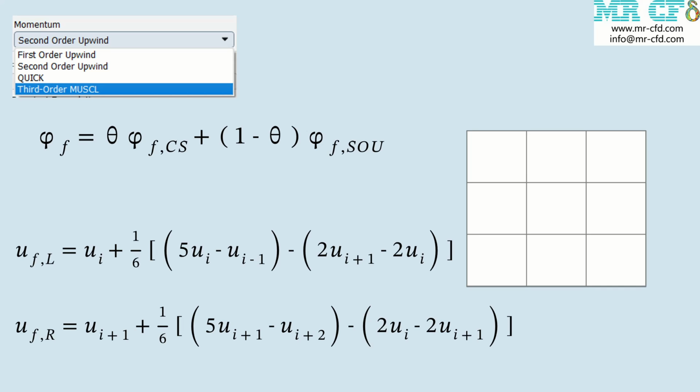Unlike the QUIC scheme, which is applicable to structured hex meshes only, the MUSCL scheme is applicable to arbitrary meshes. Compared to the second-order upwind scheme, the third-order MUSCL has the potential to improve spatial accuracy for all types of meshes by reducing numerical diffusion, most significantly for complex three-dimensional flows, and it is available for all transport equations. The MUSCL scheme is available in the pressure-based and density-based solvers.